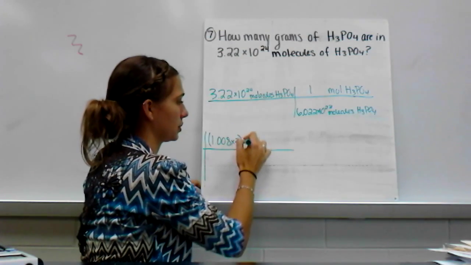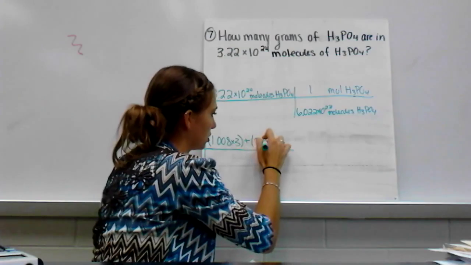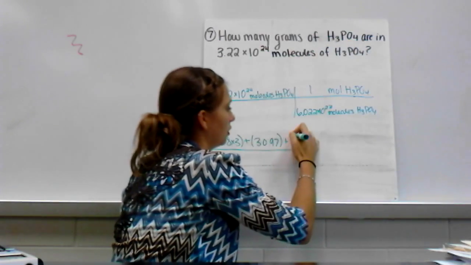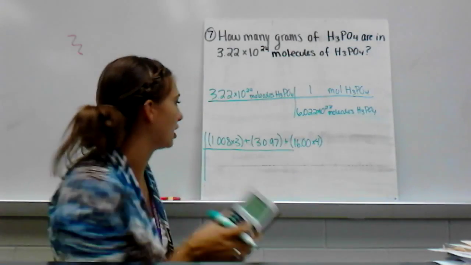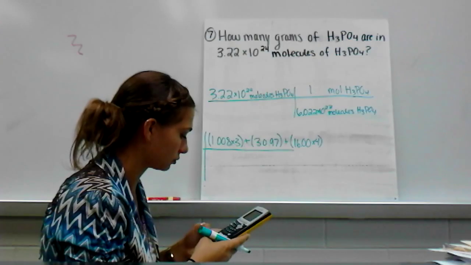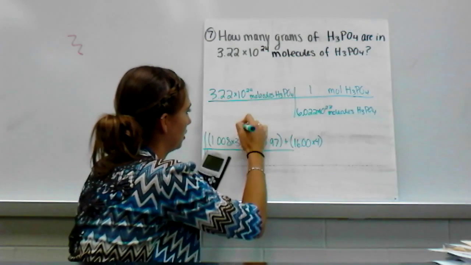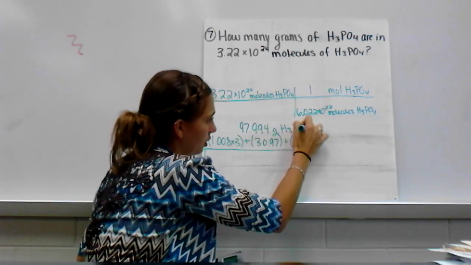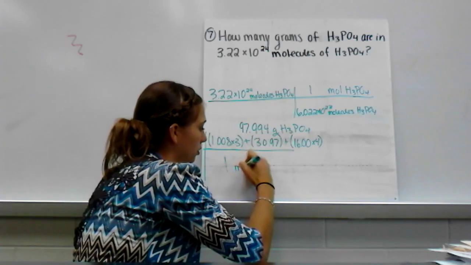1.008 times 3, because there's three of them, plus one phosphorus, and the molar mass of phosphorus is 30.97, plus four oxygen, which is 16.00. When I add that all together, it's going to come out to 97.994 grams of H3PO4. So that's where I'm going, but I need to get out of my mole unit. So I put one mole on the bottom.